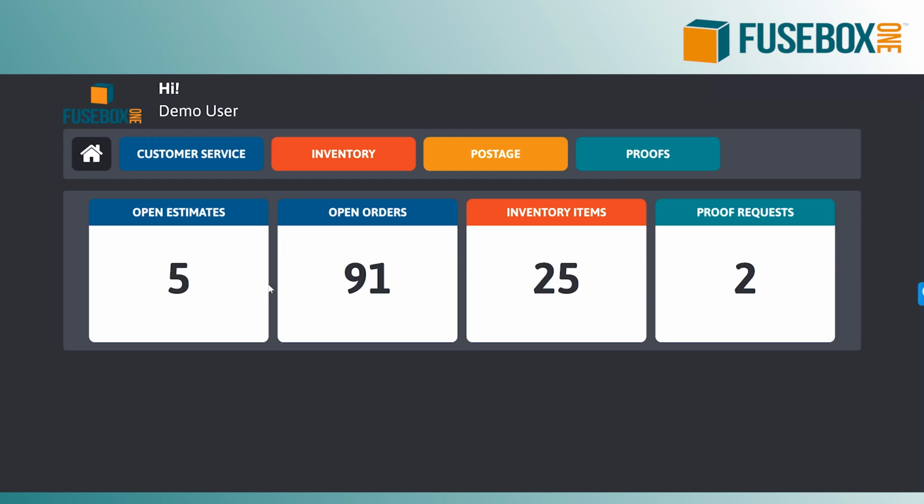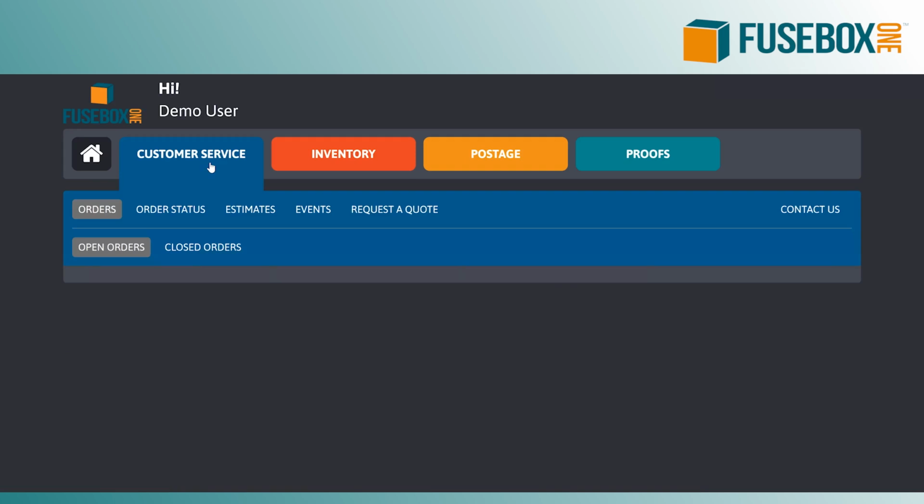And then as you want to dive into one of those aspects to understand more about the orders or what's going on inside your environment, there are tabs up above, which are customer service, inventory, postage, and proofs. So the first thing we're going to do is jump into the customer service tab, which is going to have more to do with actual orders and what's going on.